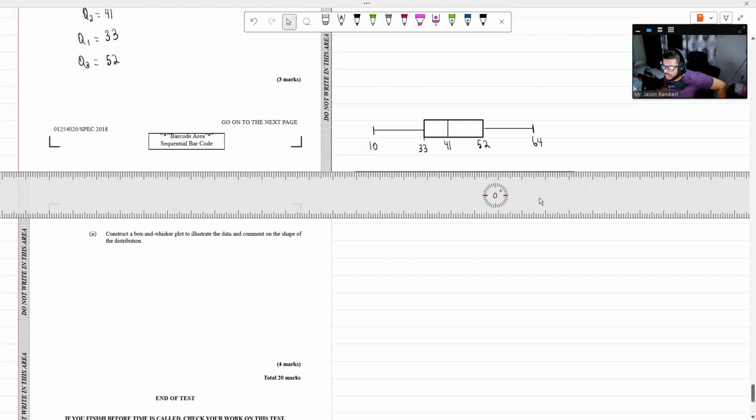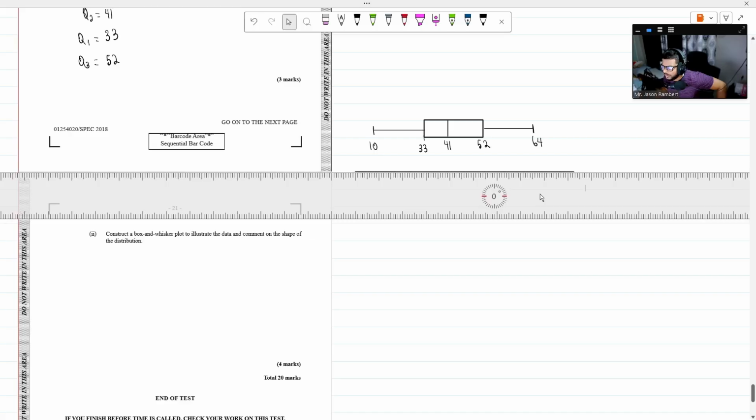Alright, so basically what I'm saying is this. This is 10. This could be 20, 30, 40, 50, 60, 70. And you figure out every millimeter will be 1. And you line up your boxes, your Q1, your Q2, your Q3, your two outermost values with those scaled numbers on your ruler, and you could be good to go. Right, and that's it for the 2018 specimen paper.